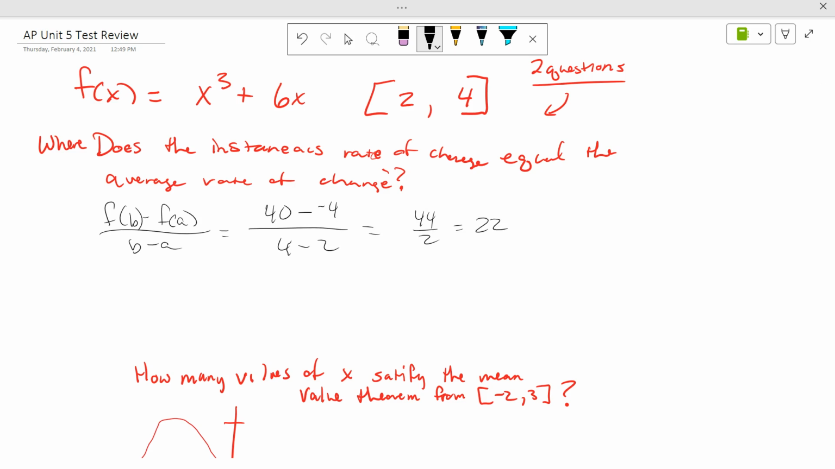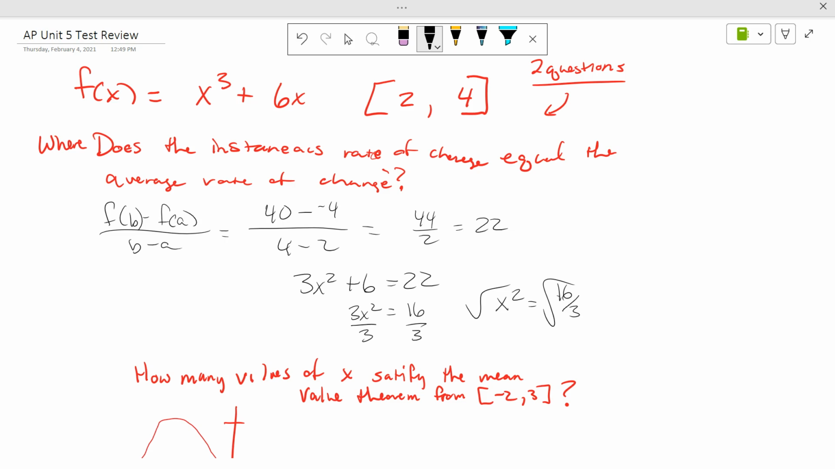Then you set the first derivative of the function, which is 3x squared plus 6, equal to 22. Subtract 6. 3x squared equals 16. Divide by 3. x squared equals 16 thirds, and then take the square root of that. And that's where it would be equal. Now, did this question work out perfectly to beautiful numbers? No. What are all of my AP tests always, always, always? They are always multiple choice. So an answer will be there for you.